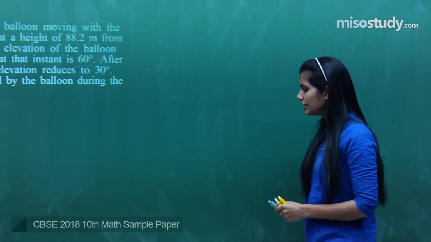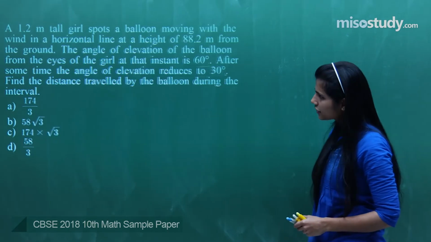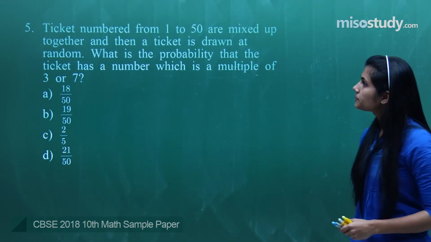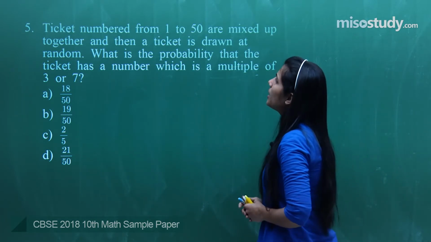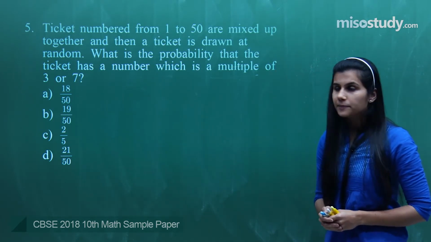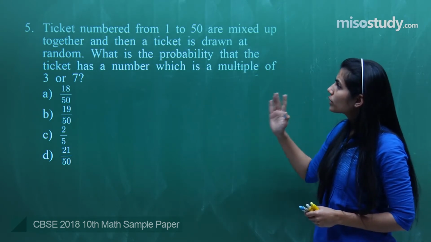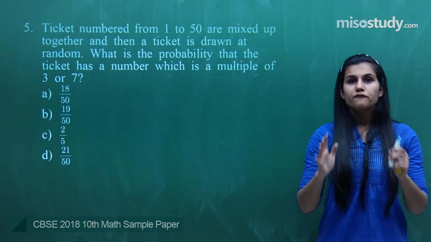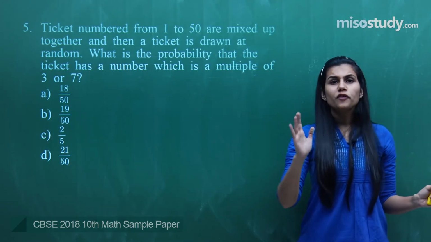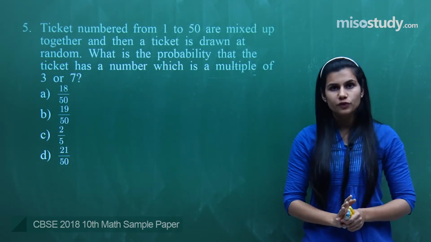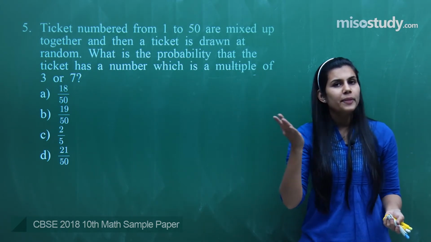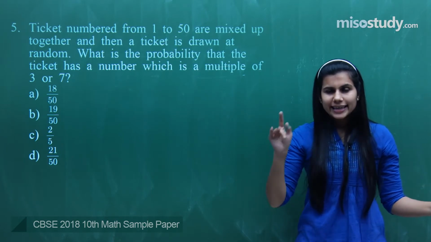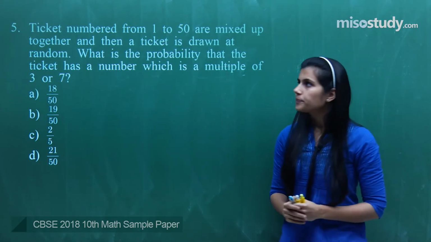The next question in this league, in section A, is talking about, let's see what? Tickets are numbered from 1 to 50. They are mixed up together and then a ticket is drawn at random. Okay. So there are 50 tickets. Each one of them has a different number from 1 to 50. So some has number 1, then number 2, then number 3 and so on till 50.